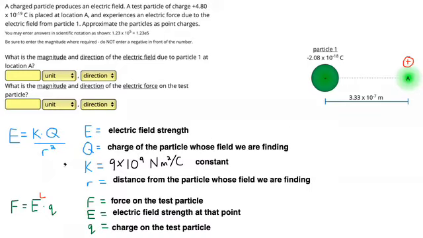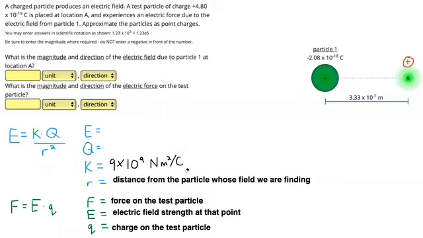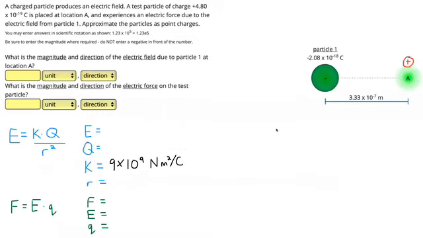Okay, so let's give the question a go now that we have that information. So let's read the question. We have a charged particle which produces an electric field. That's particle 1, producing the electric field.